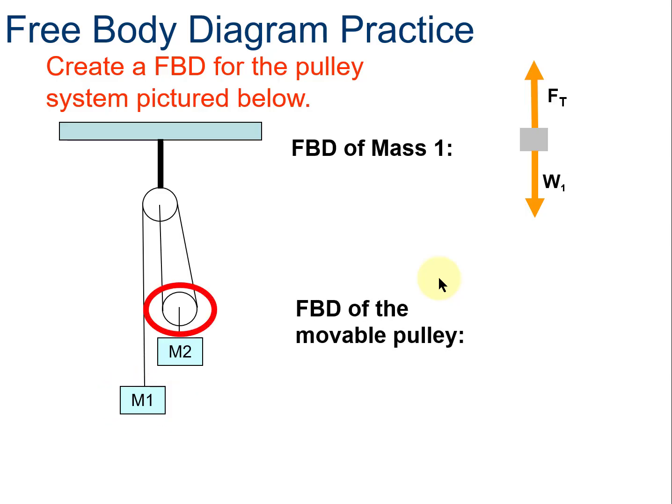Free body diagram of the movable pulley, well, let's make it a circle just for grins. Of course, it's got weight, W2, plus the weight of the pulley. Now we're just working on the pulley, not M2. Weight 2 plus pulley. We've got the tension coming up back that way, and so W2 plus weight of pulley. So that is the free body diagram on the pulley itself, not M2.